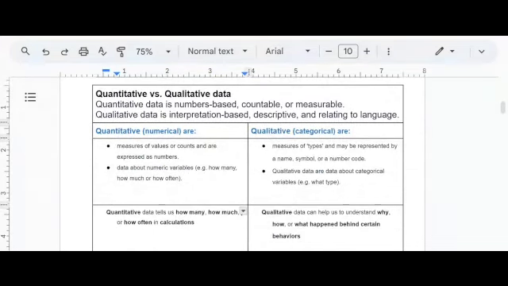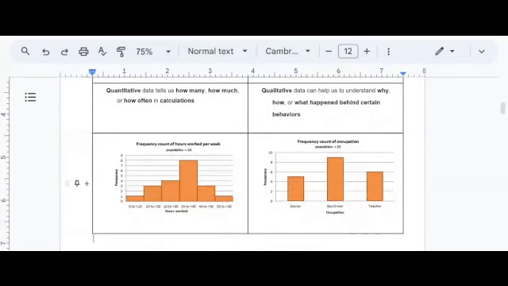Now we go for, again, it's just talking about quantitative. It says measure of values or counts and are expressed as numbers. Data about numeric variables: how many, how much, how often. For the qualitative, measure of types and may be represented by name, symbol, number, code. Qualitative data are data about categorical variables. What type?